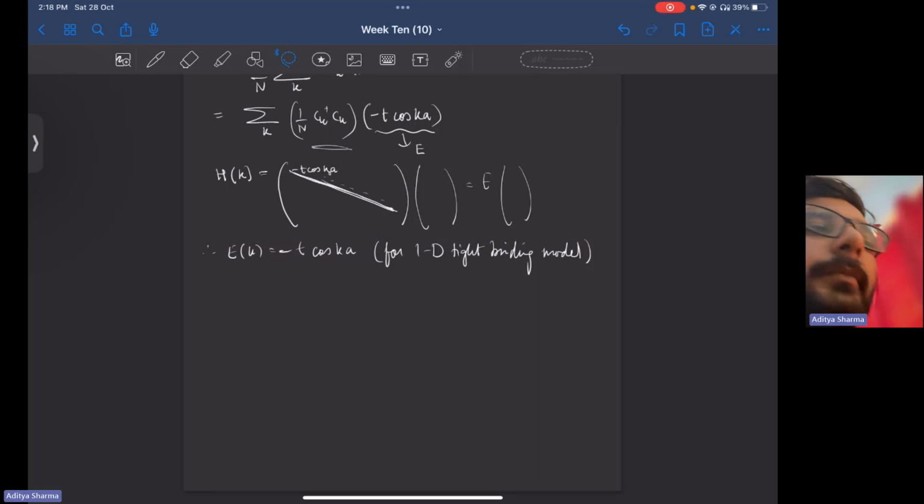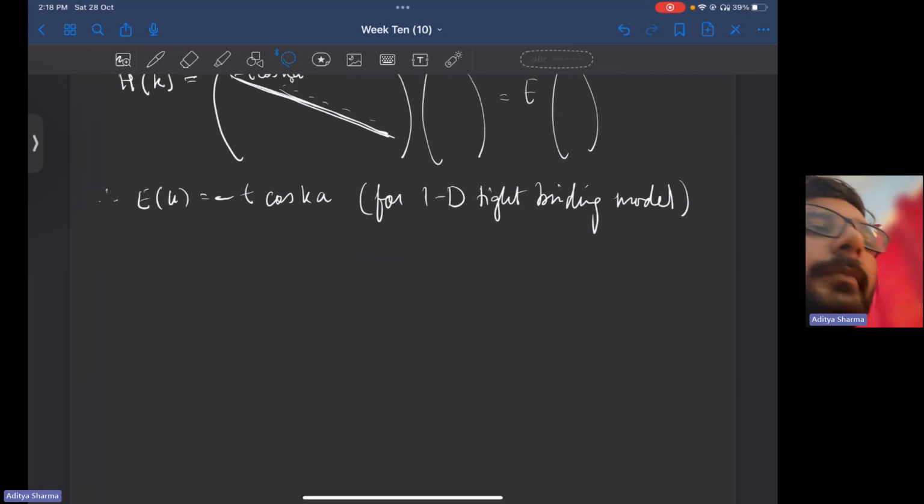So for the 2D tight binding model, what you're going to have is the same as what I've done, but now I'll just quickly do it. It's in the other notes also. 2D tight binding model.